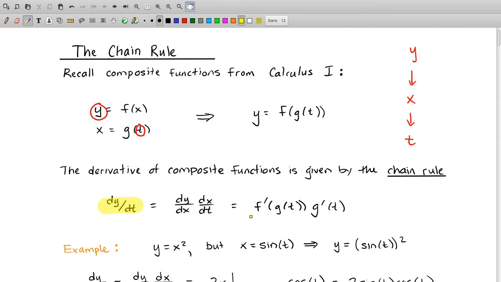This could also be written f prime of g of t times g prime of t, which you have probably remembered as the derivative of the outside times the derivative of the inside.